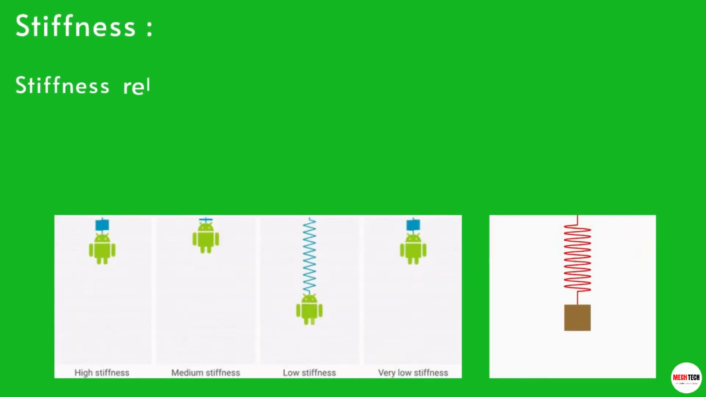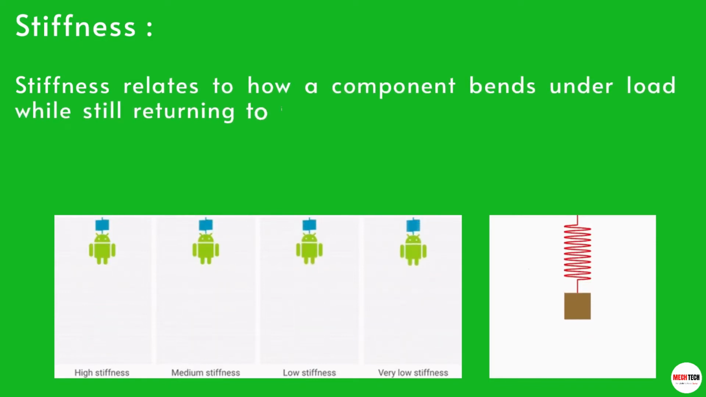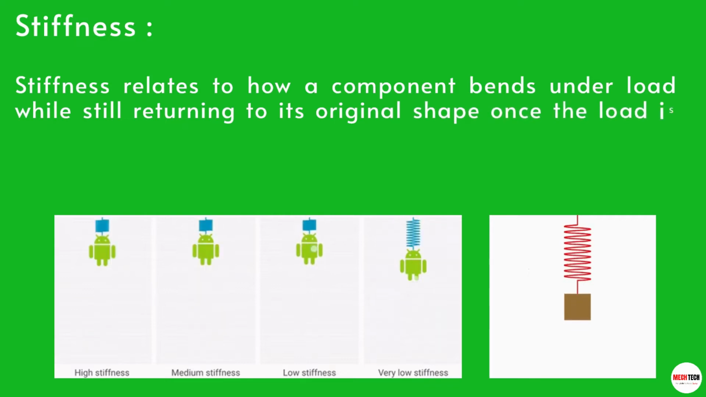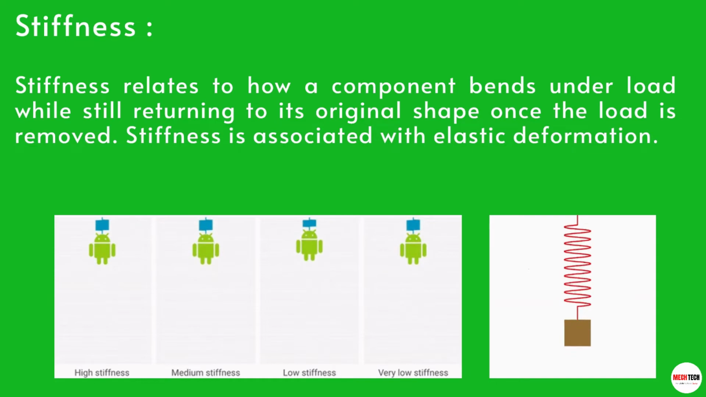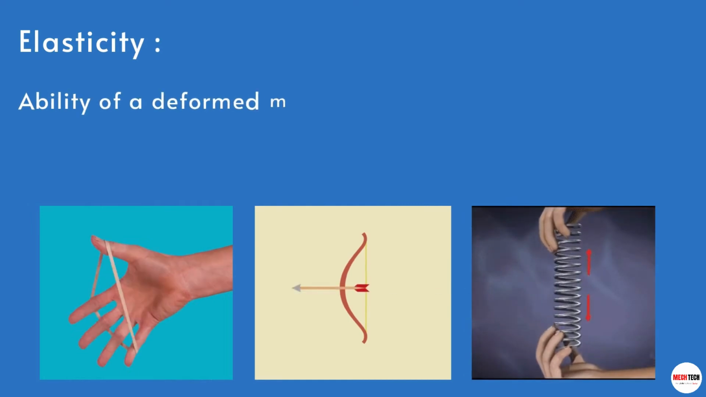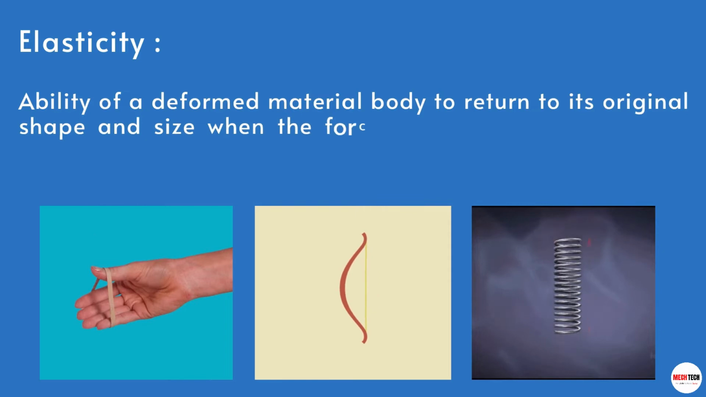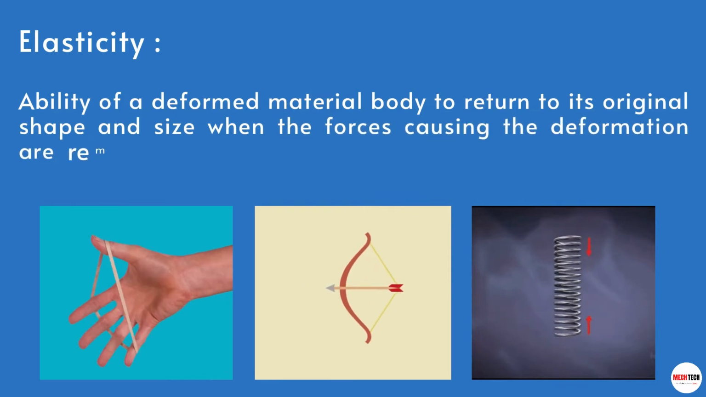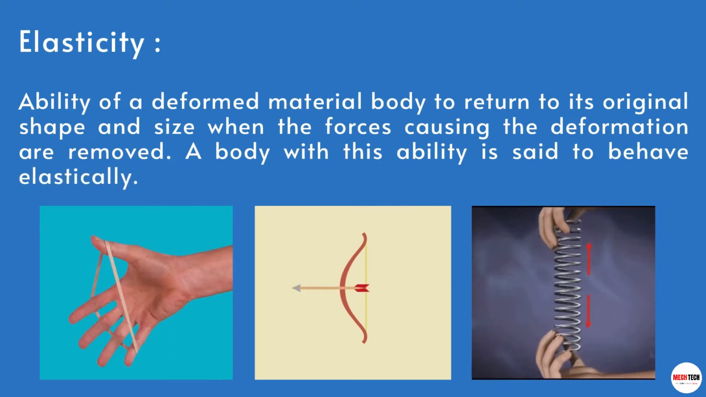Stiffness. Stiffness relates to how a component bends under load while still returning to its original shape once the load is removed. Stiffness is associated with elastic deformation. Elasticity. Ability of a deformed material body to return to its original shape and size when the forces causing the deformation are removed. A body with this ability is said to behave elastically.